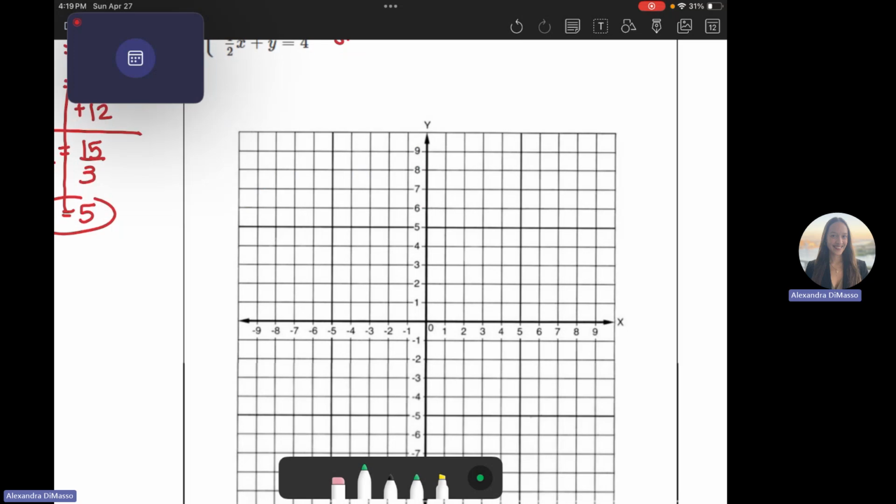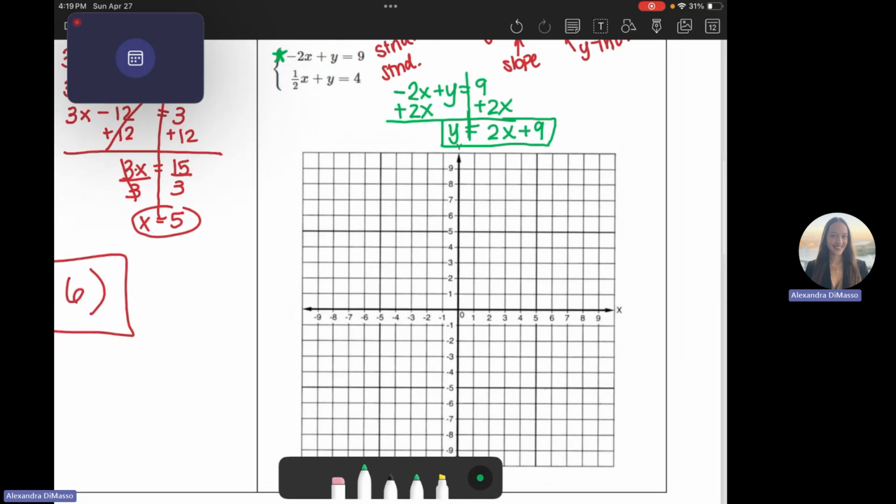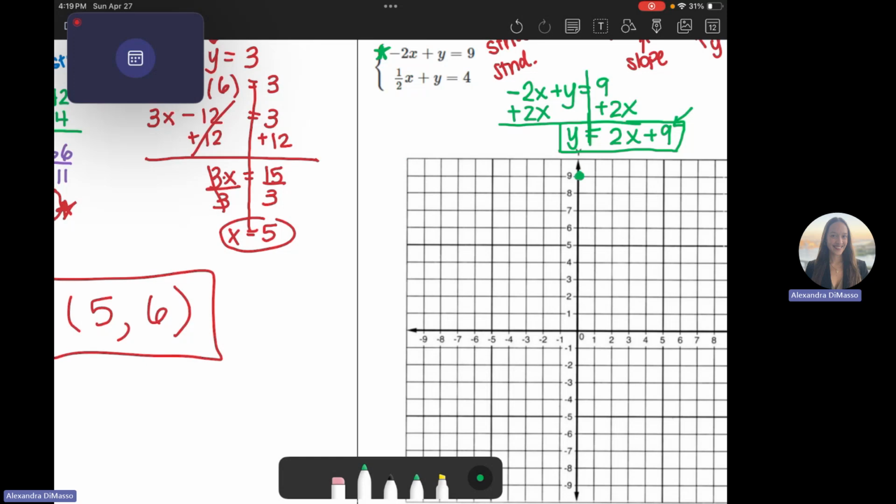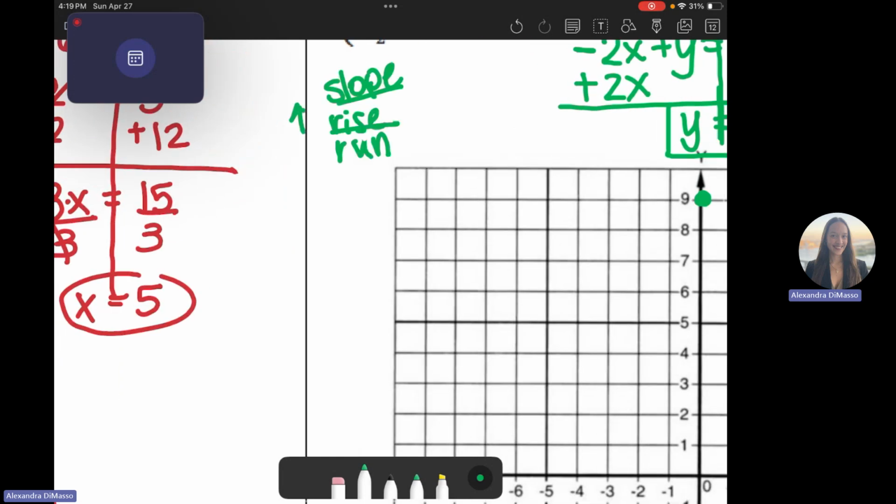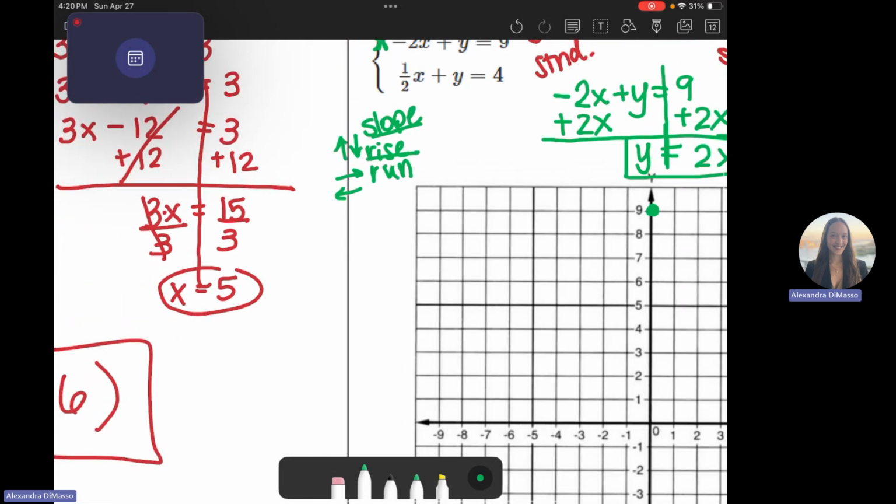And so why don't I graph that one right now? I've got my y-intercept, where it crosses the y-axis, at positive 9. My slope is the number in front of the x, which is 2. Now remember, for slope, you might have seen slope as change of y over change of x, or you might see it as a rise over run. So it's how much do you go up or down, and then how much do you go to the right or to the left.